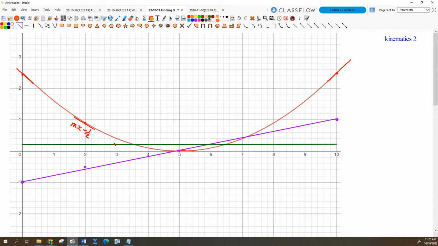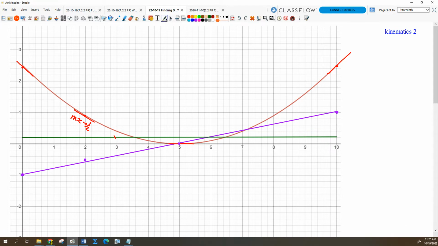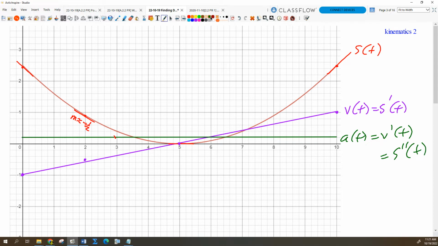Okay, everybody see that? So let's label this stuff. This was position. This was velocity, which is s prime of t, the derivative of position. And this is acceleration, which is v prime, which, if we want to go one step further, is s double prime, the derivative of the derivative, or the second derivative. Okay, give me thumbs on that. How are we doing? We need a little more practice, don't we? Yeah.